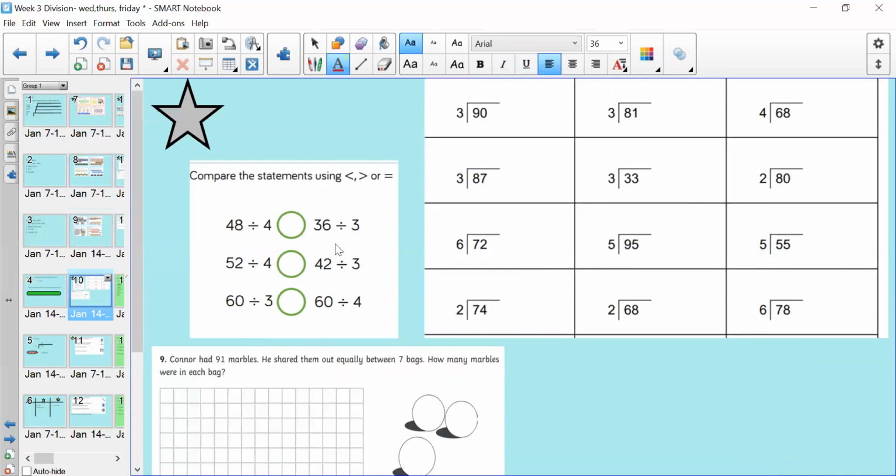Then you've got this question where you have to put in the greater than, less than, or equal sign. So you'll have to work out what both sums mean on both sides. Decide which one is greater than or less than, or if they are equal. And then here's a word problem for you. Connor has 91 marbles. He shared them out equally between 7 bags. How many marbles were in each bag?